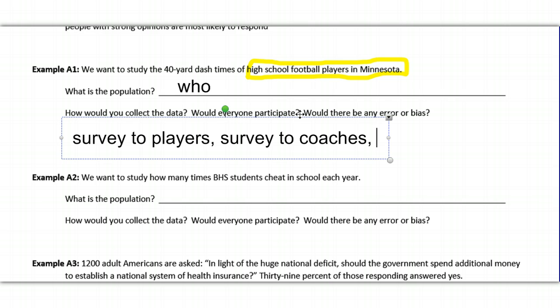Another thing you could do is maybe when you ask the coaches, you might not be sure if you can trust them. Maybe the coaches are trying to make their players look better in a certain area, and so you're not sure if it's good information.